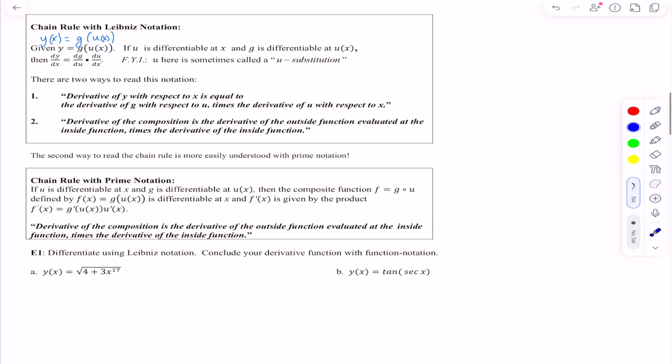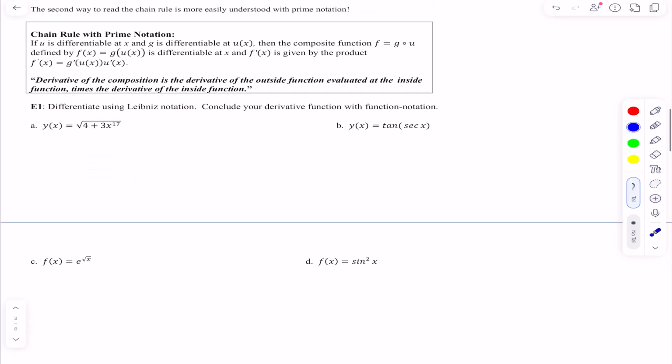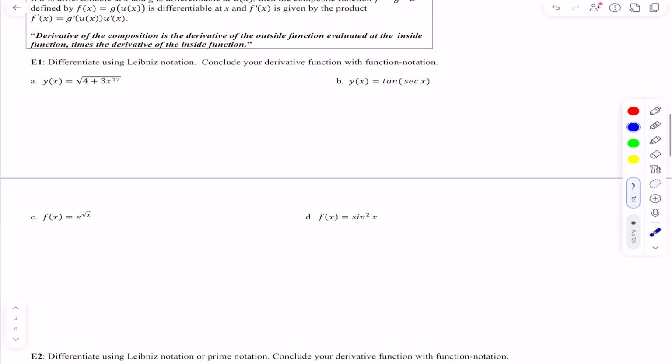Now, this second way of reading the chain rule matches much better with prime notation. The derivative of the composition is the derivative of the outside function evaluated at the inside function times the derivative of the inside function. We'll begin by mastering Leibniz notation first, and then over time, you could also evaluate the chain rule using prime notation. Leibniz notation is very important.